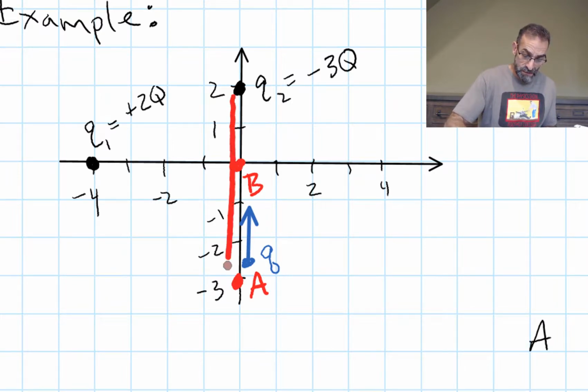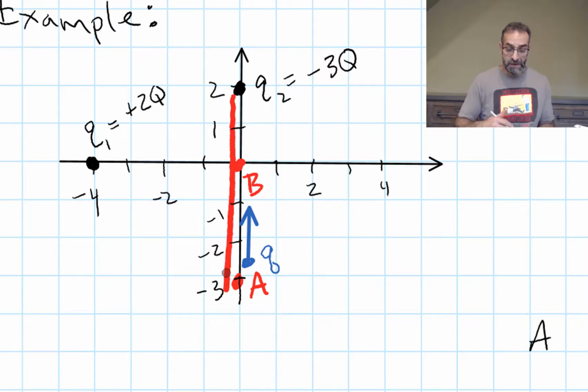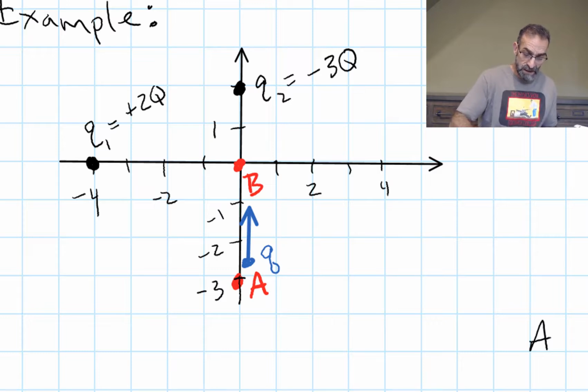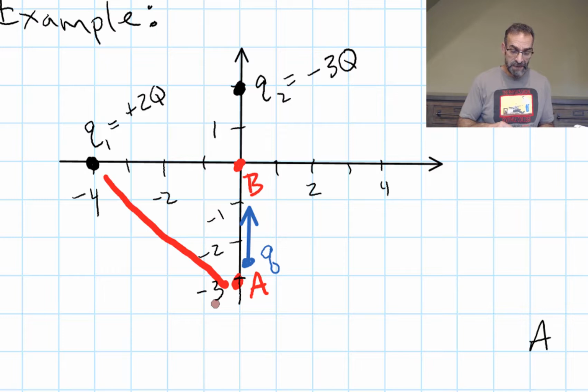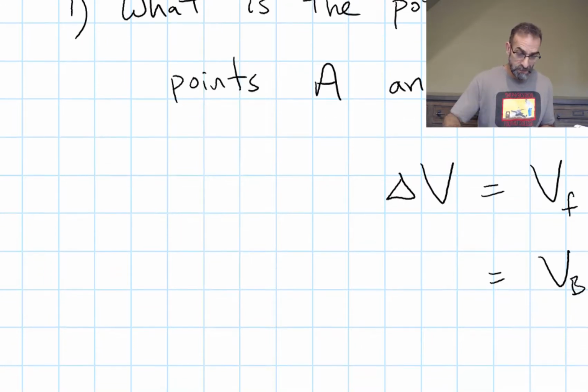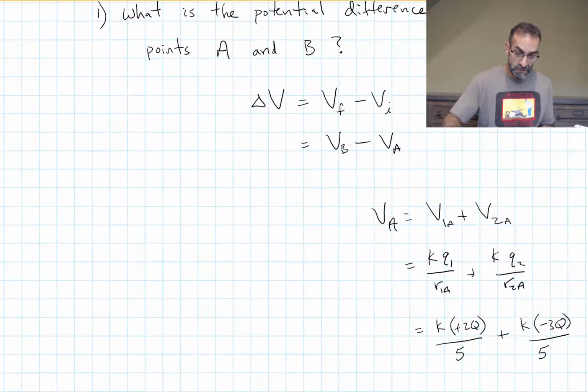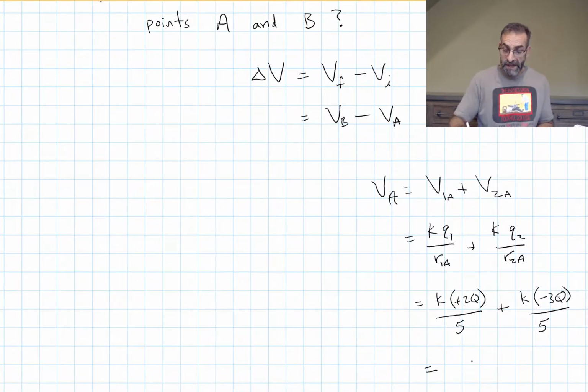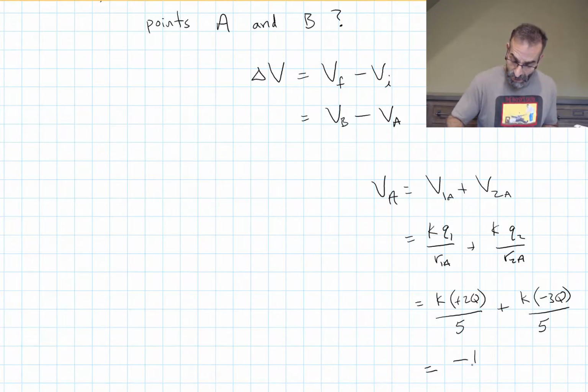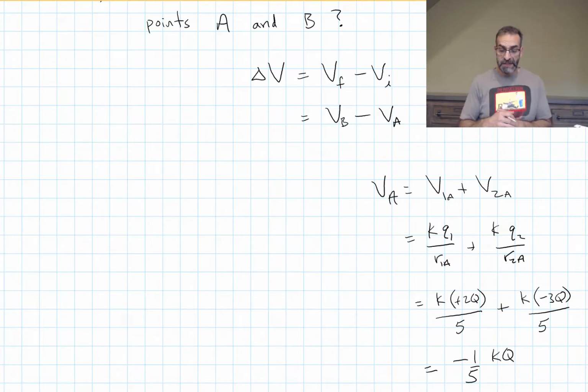1, 2, 3, 4, 5. The distance between Q2 and point A is 5 units. And the distance between Q1 and A is also 5. That's a 3, 4, 5 right triangle. So we have 2/5 minus 3/5, negative 1/5 KQ for our potential at point A.